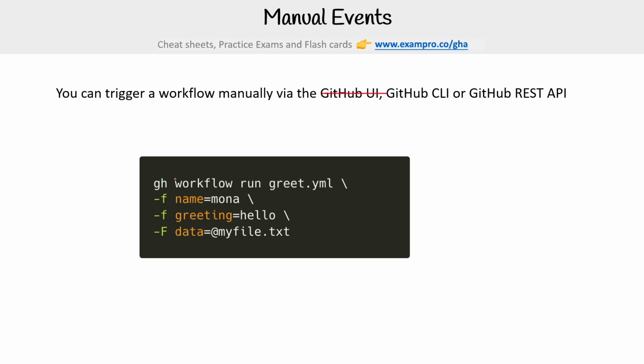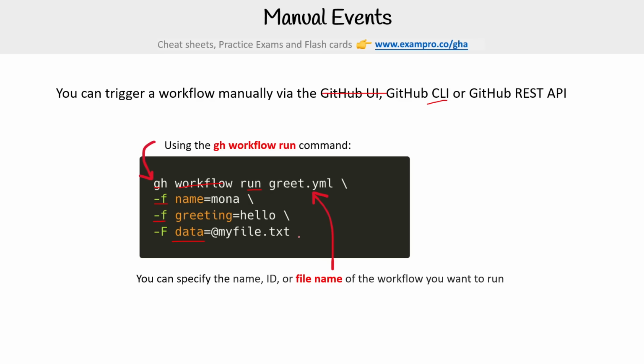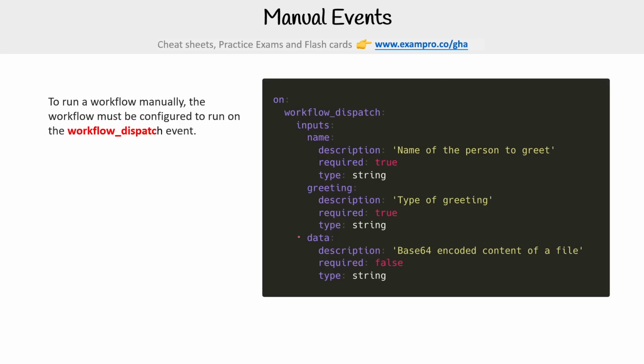But this is the way that we would do it programmatically. We would use the CLI in this case, and we do gh workflow run, and we'd have the file here, and then we could specify flags, which are their inputs. And here, this is actually specifying a file for input if you want to do that, as you can see there. So hopefully that is clear. In order for this to work, we have to use the workflow dispatch because it will accept inputs if you are utilizing inputs.